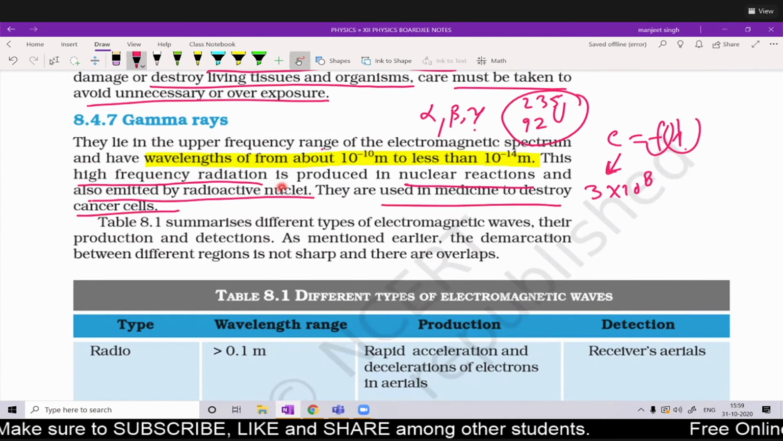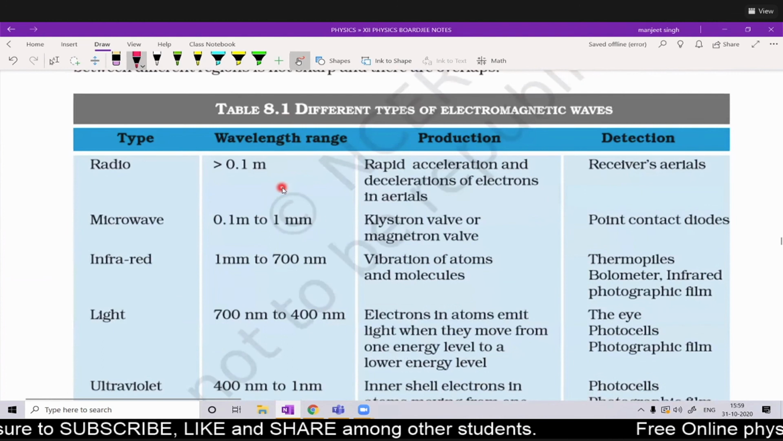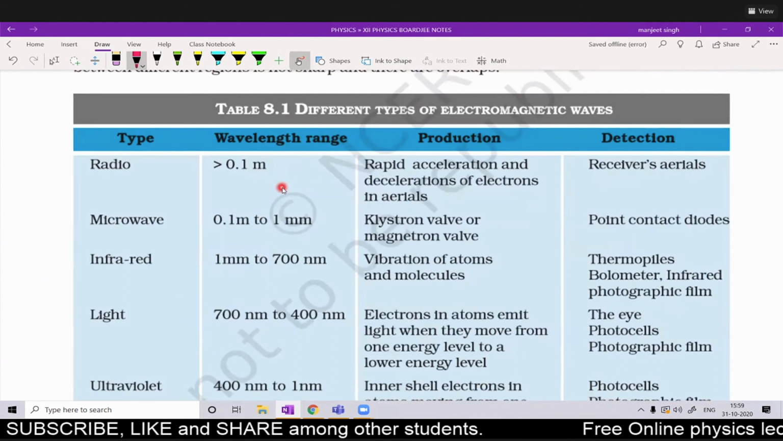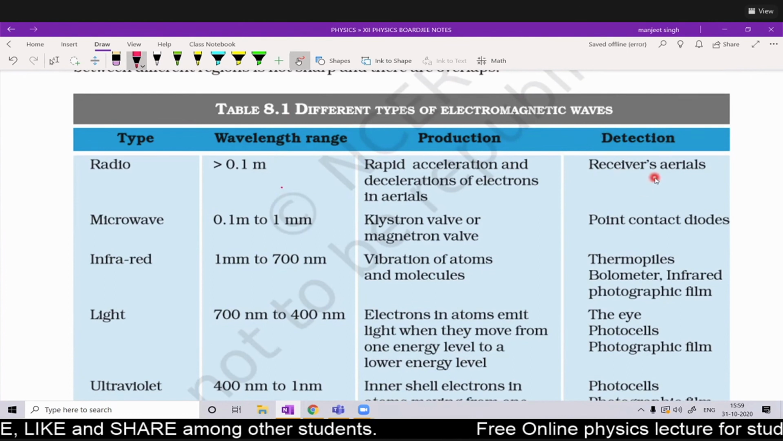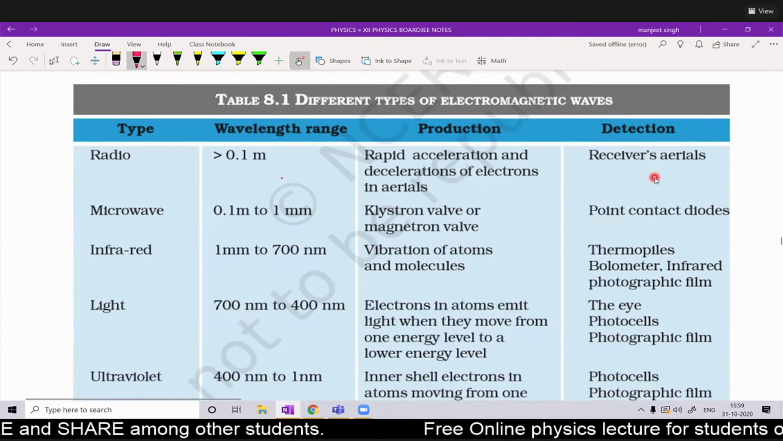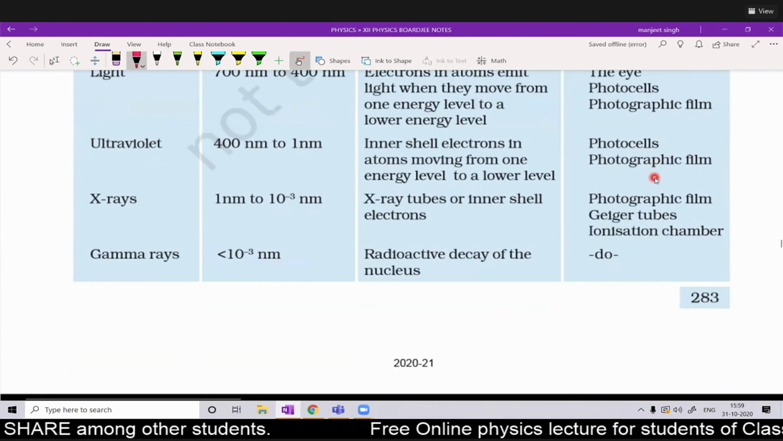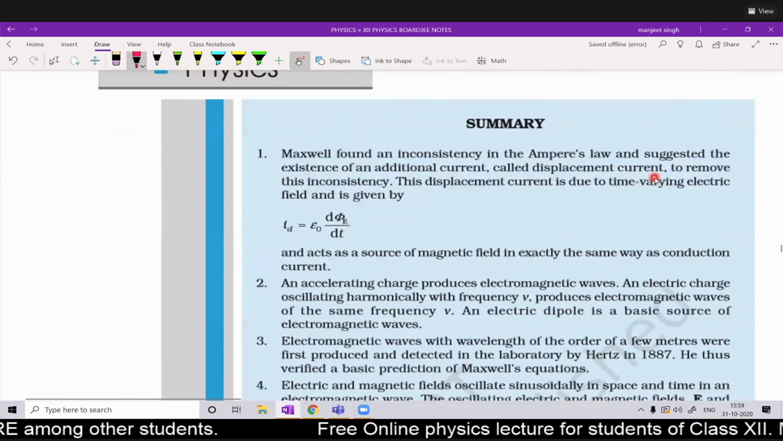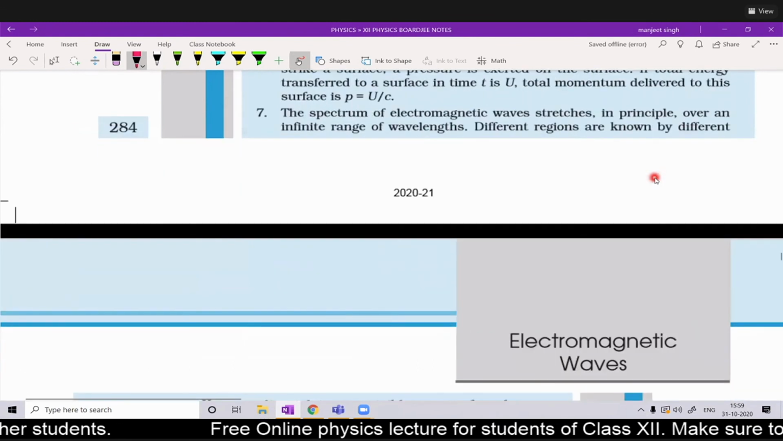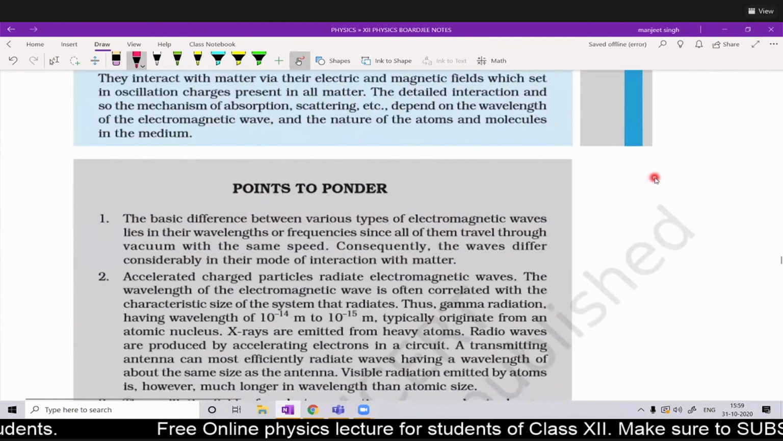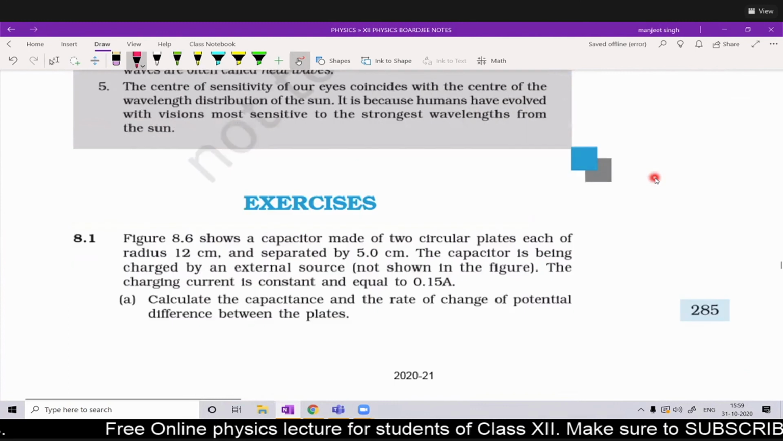Now you see there is a table 8.1. You can see for yourself the different types of electromagnetic waves and how they are detected. Now this finishes this chapter. At the end of the chapter, a summary is there. So this finishes the chapter.